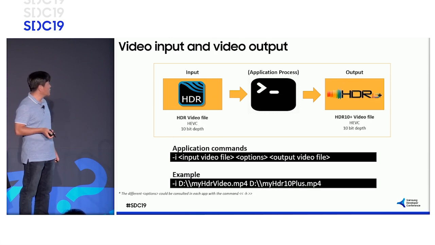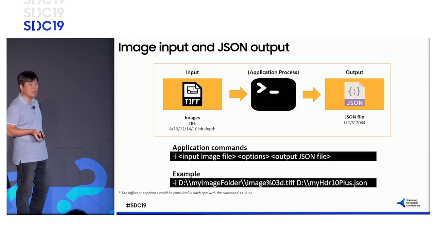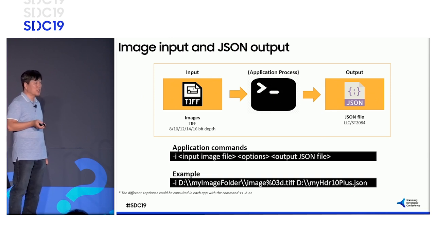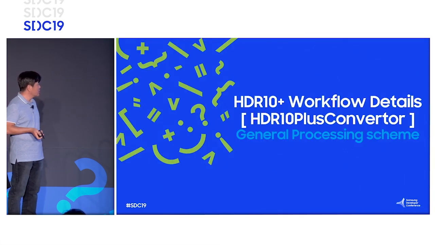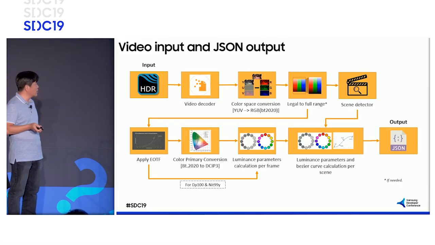The other scenario is that once you get the video, you need the HDR10 Plus video through this processing. And the third one is a TIFF sequence. This is a very common case in the market, specifically for the studio industry. They still want to keep the higher bitrate and better resolution as input. In that case, you need to process that to generate the HDR10 Plus metadata.